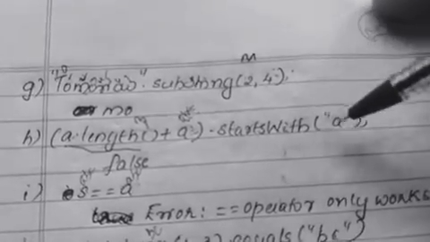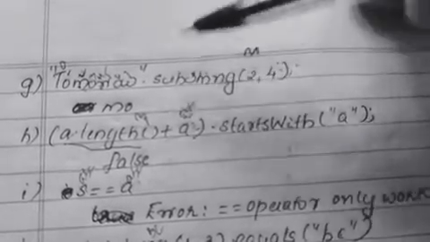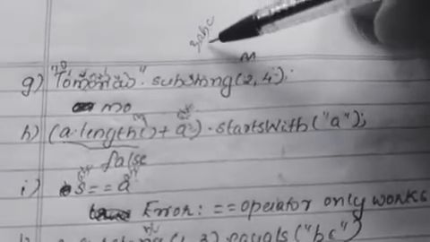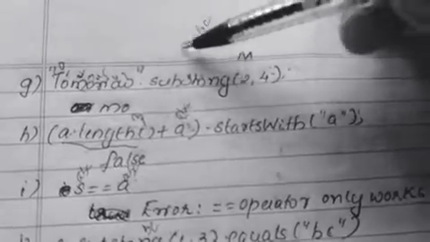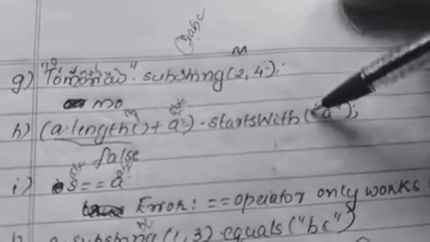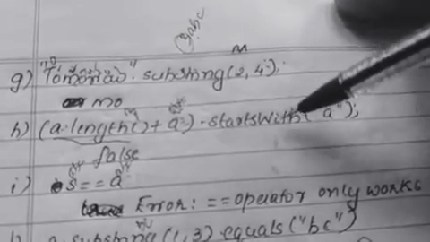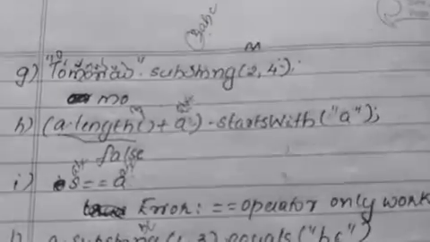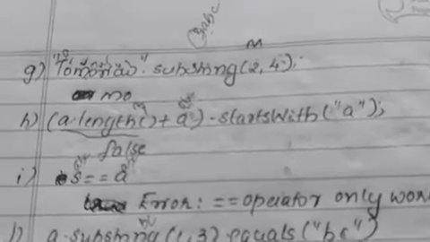Then .startsWith(a). Does 3abc start with a? No, isn't it? It starts with the digit 3. So what is the result? The startsWith function's return type is boolean, so it returns the false value. Okay.